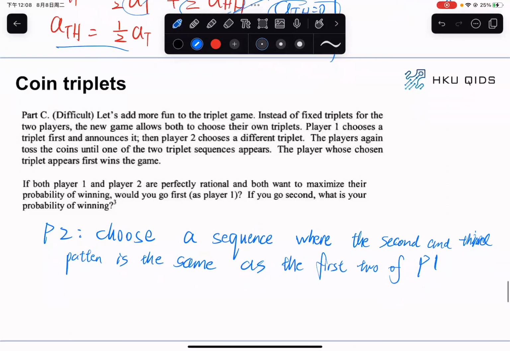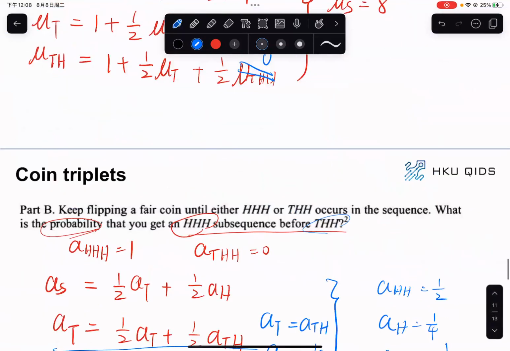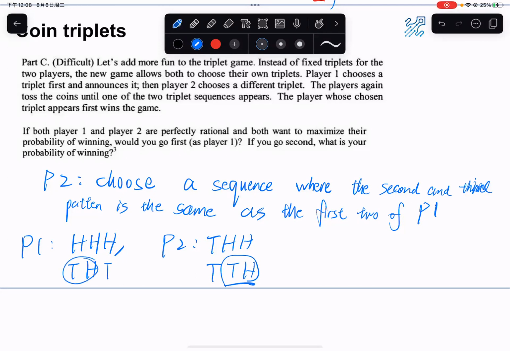What does this mean? So if player one, let's say we choose HHH, then according to the previous problem, player two can choose THH. And if it chooses THT, then what can we do? Then we can choose TTH. So these two are the same as these two. And these two are the same as these two. So why is it the case?